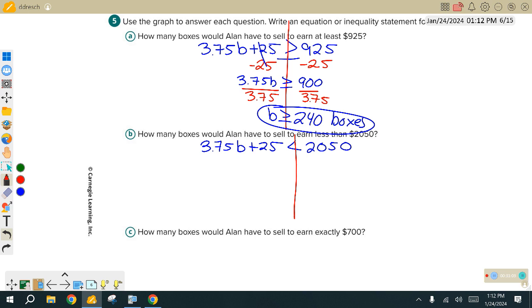Yeah. Subtract 20. Nothing changes. We're still going to subtract 25. It's just that we're working with a new number here. 3.75. And we're still dividing because, well, it's still multiplication, and the inverse of multiplication is division. So we cannot sell more than whatever 2025.